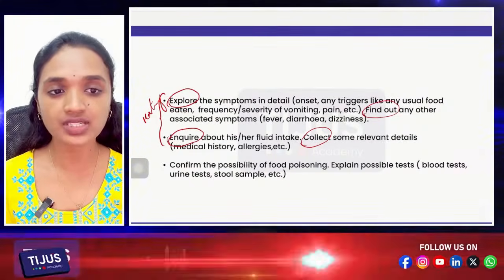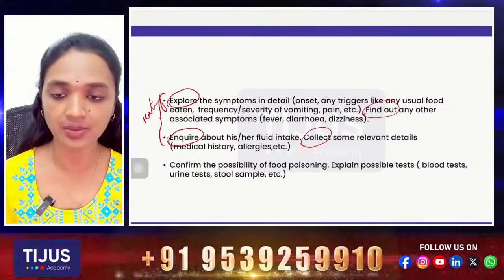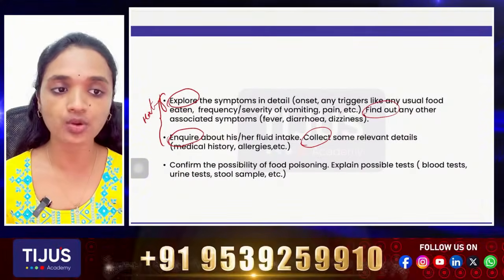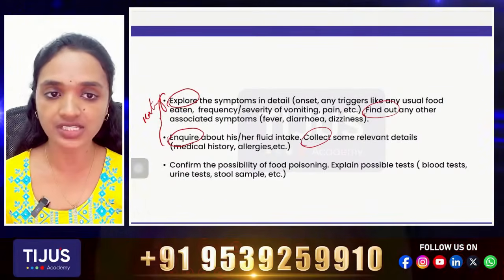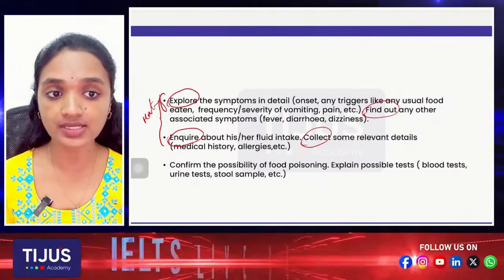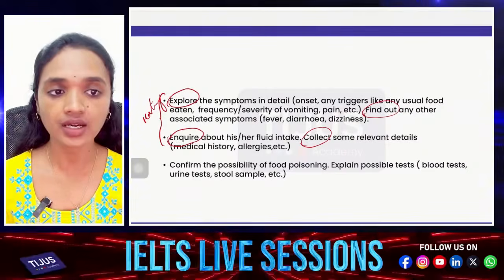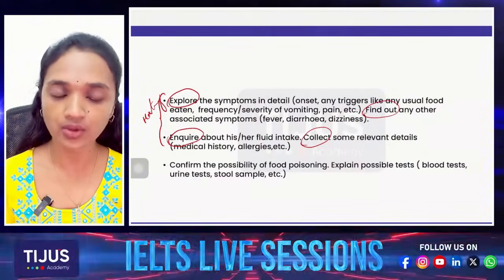So explore the symptoms in detail. അപ്പോൾ നമ്മുടെ first task is about the symptoms. So we are going to ask about when the symptoms started, about any triggers like any unusual food that the person has taken, also about the frequency of the severity of vomiting, and again we have pain. So ഇവിടെ ഈ ഒരു കോണ്ടെക്സ്റ്റിൽ പെയിൻ.